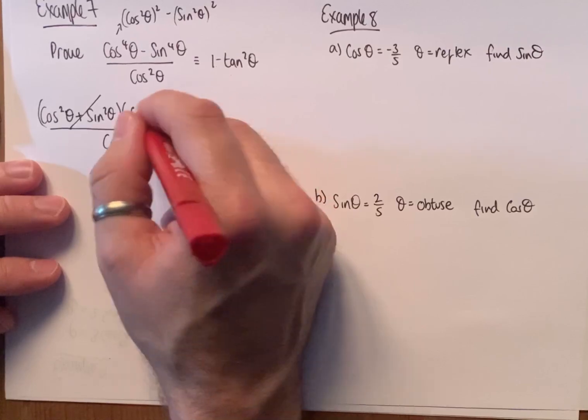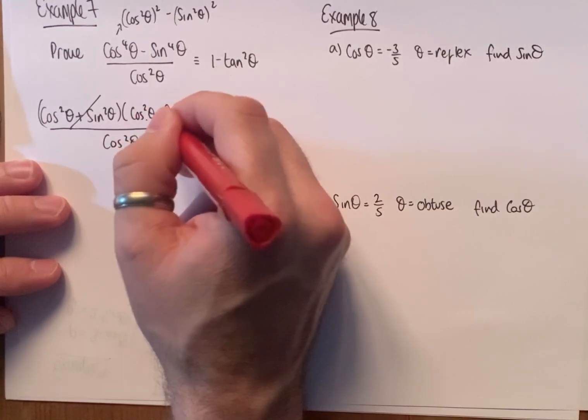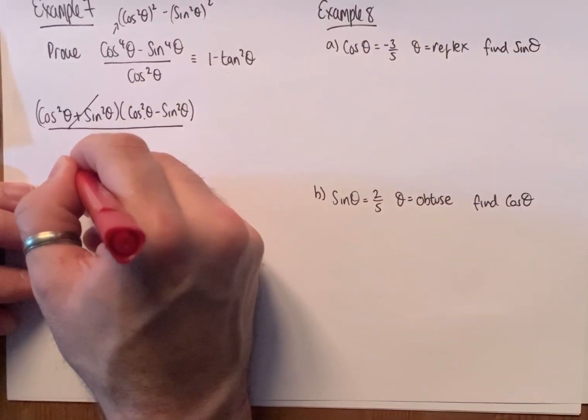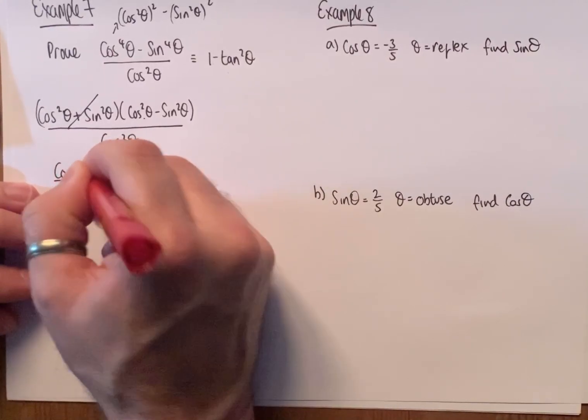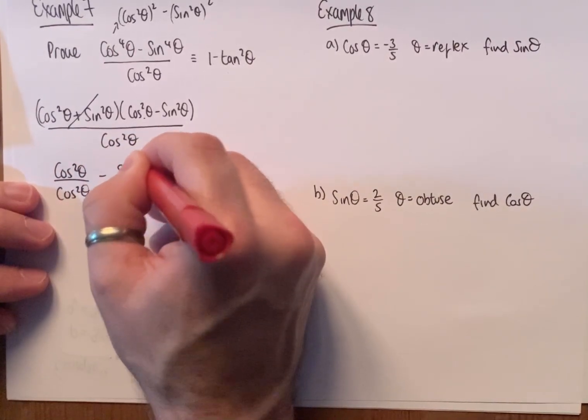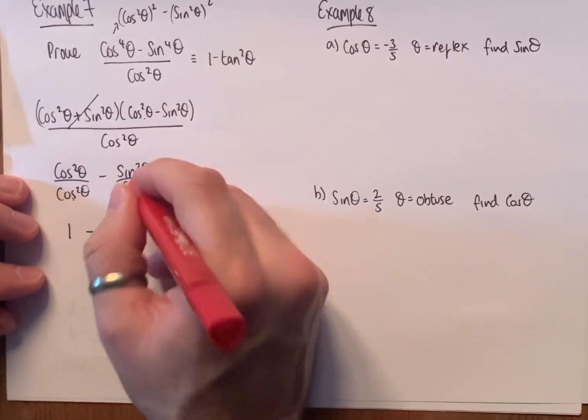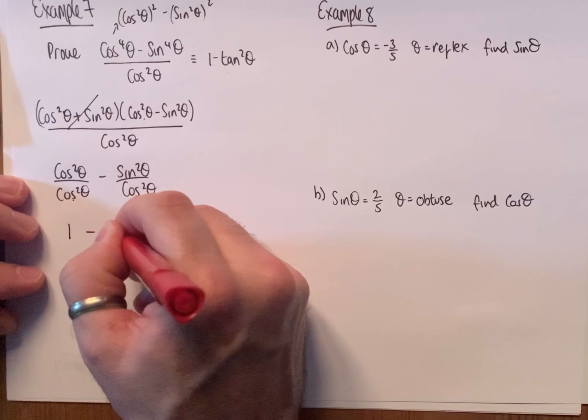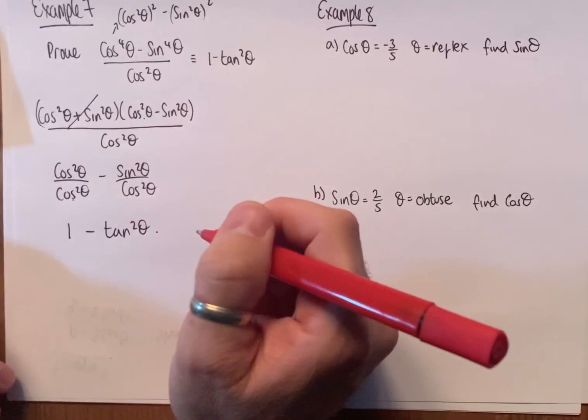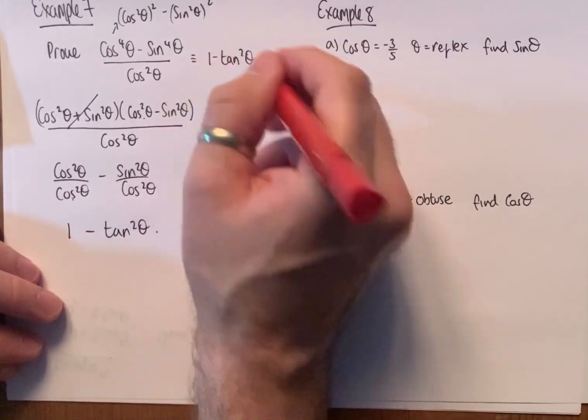And now I'm going to split this up and divide each part separately. So it's cos squared theta over cos squared theta minus sine squared theta over cos squared theta. Well, cos squared over cos squared is 1, sine squared over cos squared is tan squared, which is what we needed to show.